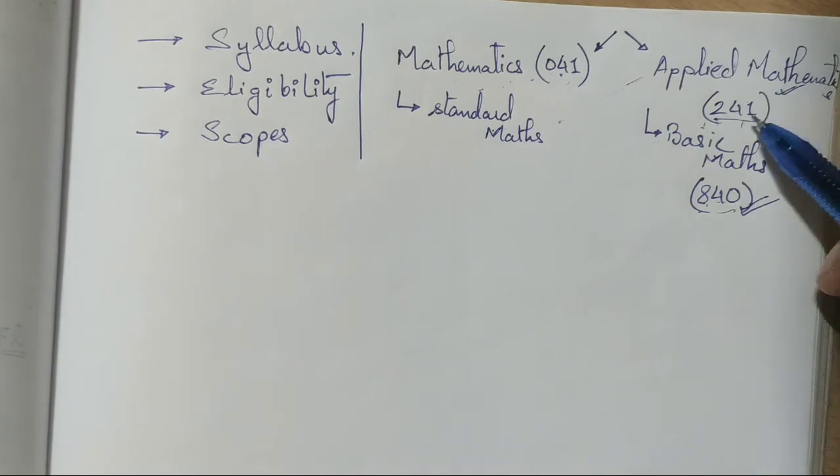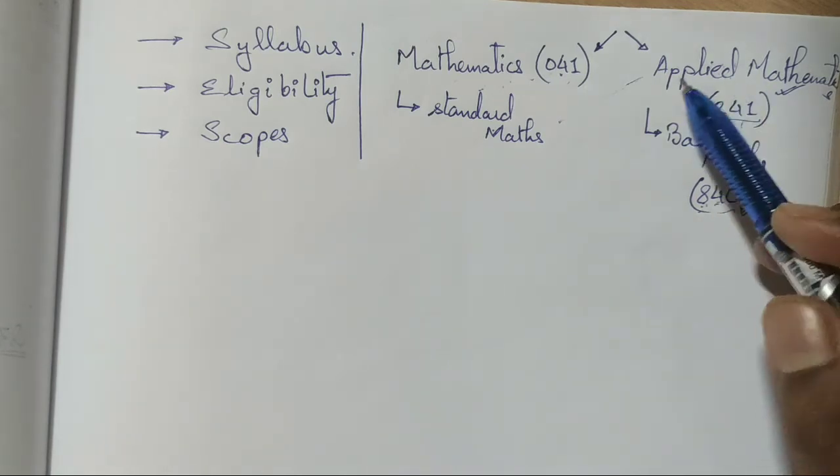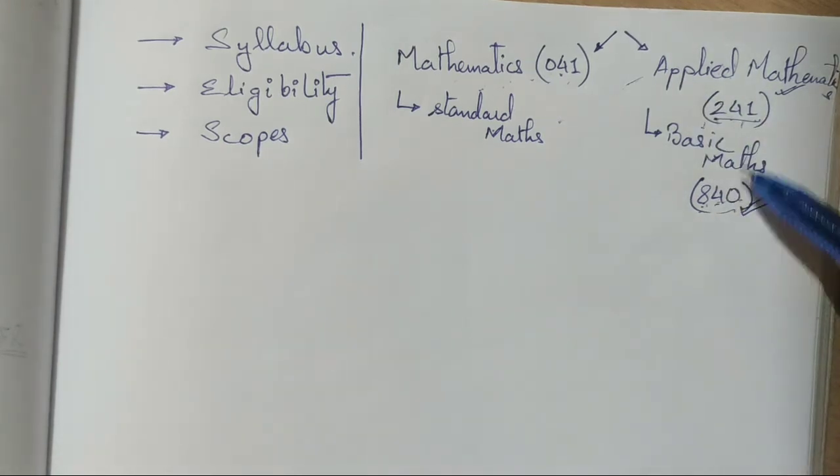The plus point is that 241 is designed in such a way that you can go for higher studies in applied mathematics. So now the notification says that if a student is having 840 applied mathematics in class 11, he can easily shift to 241 in class 12. Now let us come to the scopes of both the mathematics and applied mathematics.